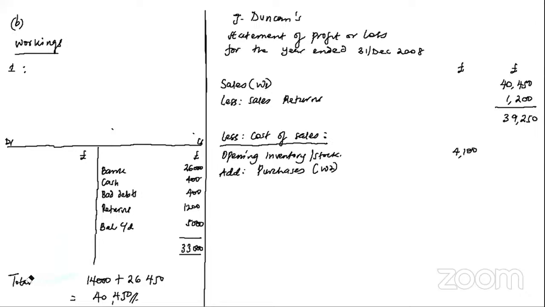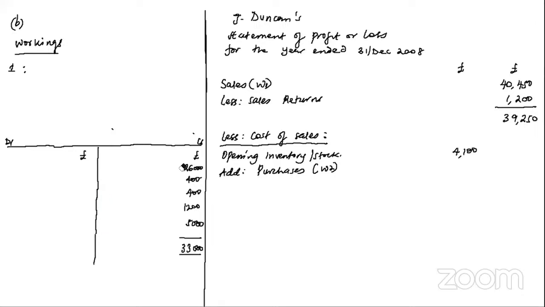So some of the information is not always direct. You need to know the techniques you can use to arrive at that missing information. The sales figure was not given to us. Of course, we added the cash sales. We had some information about the trade receivables, so we could get the credit sales by using receivables information. So this is working 2, purchases.